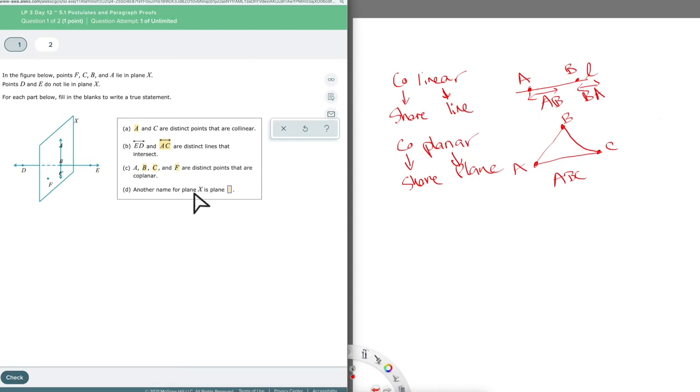Another name for plane X is this letter up here in the corner that doesn't have a point next to it. That's the name of the plane. Another name for this plane could be, and what we need to do is choose any 3 points that are on the plane that make a triangle. So we can't do ABC. Those are not 3 non-collinear points. They make a line. We need them to be off.